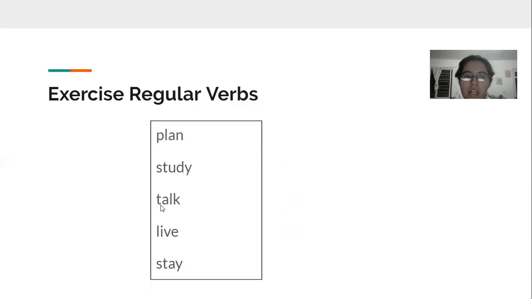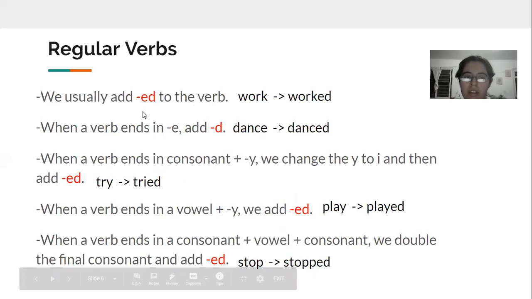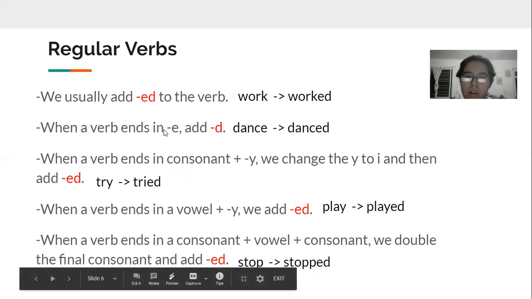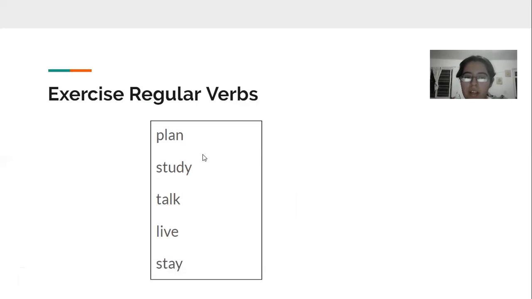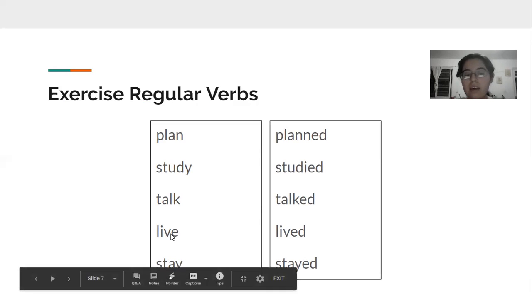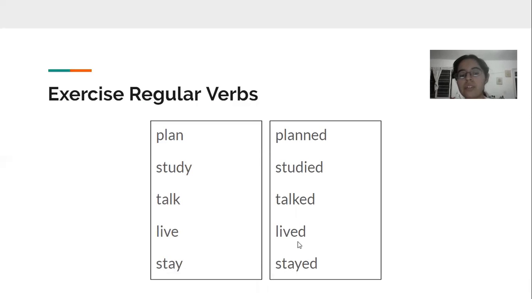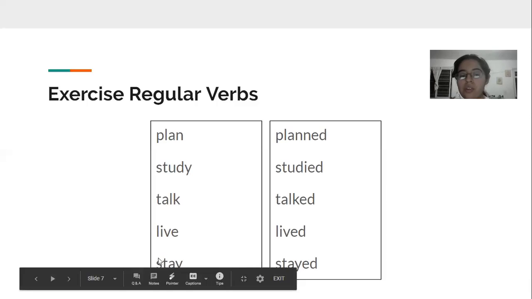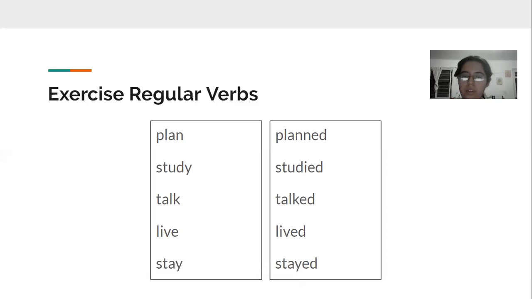What about talk? As we can see, it doesn't fit in these rules. So we usually just add ed. Talk, talked. Then live. When it ends in an e, then we just add the d. Live, lived. And the last one is stay, so it's vowel y. We just add ed, stay, stayed. So those are the answers for this exercise.